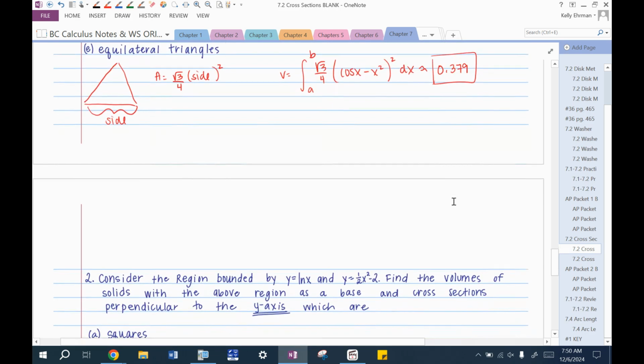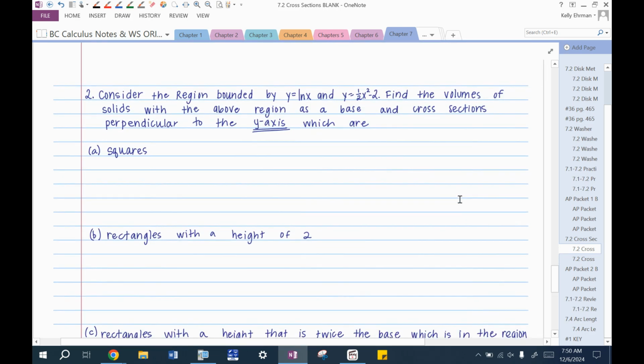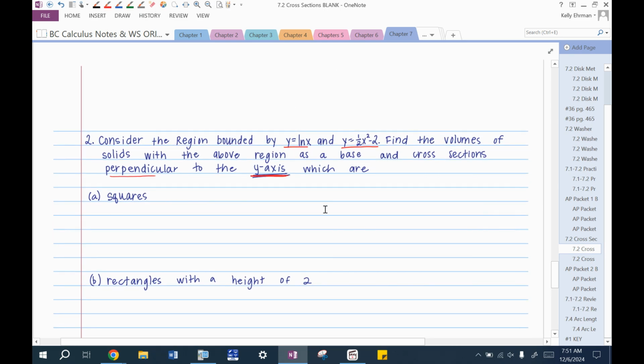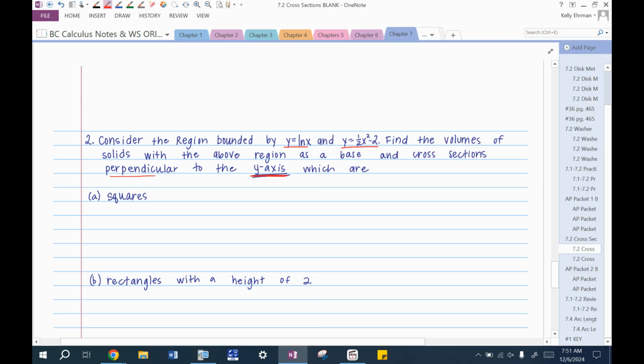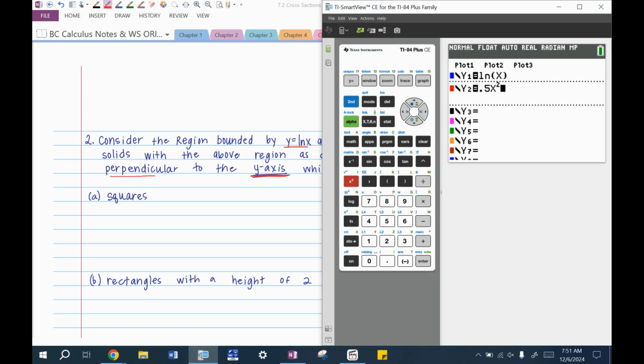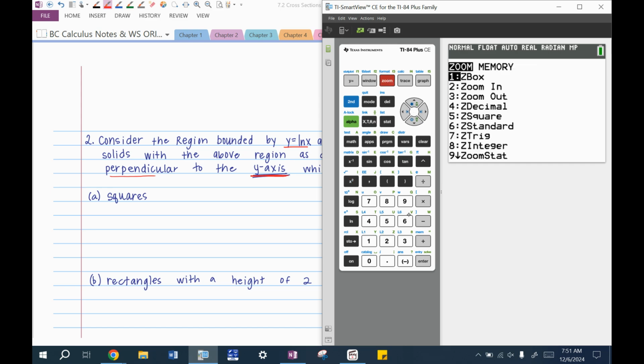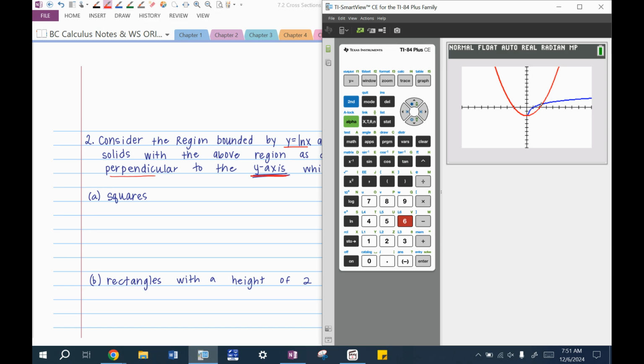Okay, now we're looking at a different problem. It says consider the region bounded by y equals ln x and y equals 1/2 x squared minus 2. Find the volumes of solids with the above region as a base and cross sections perpendicular to the y-axis. So let's sketch this graph first, see what we're working with here. The first equation was ln x. The second one was 1/2 x squared minus 2. I'm just going to zoom. So we're looking at this region here. You can zoom it in if you'd like to.